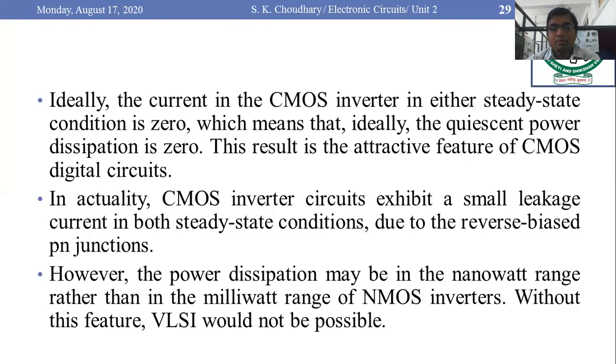So in the case of CMOS, the power dissipation is very small, nearly negligible, you can say. In nanowatts, it is a very small value of power dissipation. And that is one of the major advantages of the CMOS inverter over other kinds of NMOS inverters. And these features make CMOS devices suitable for VLSI.